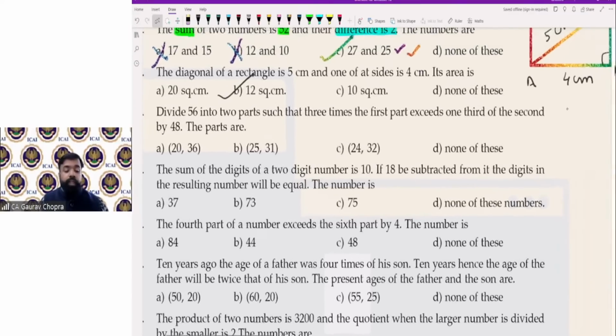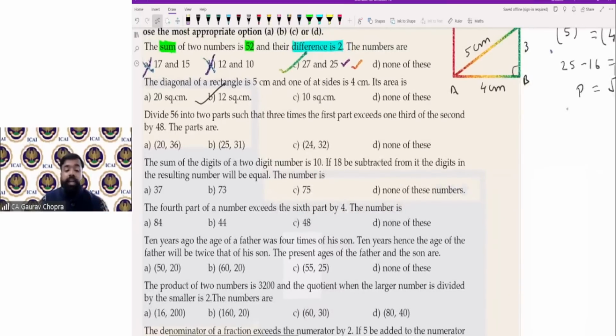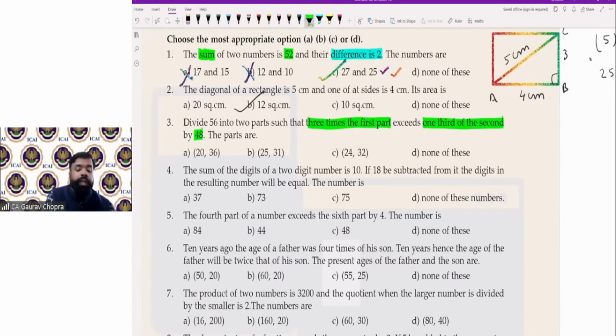So divide 56 into two parts such that 3 times the first part. First part, how much to do? 3 times to do. Exceeds means more. More than what? 1/3 of the second part. How much more? 48 more. Then the parts are. Okay.